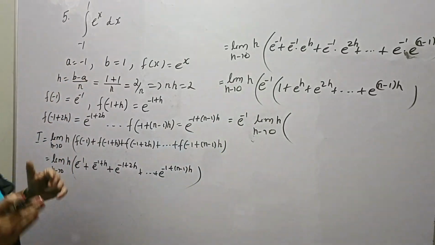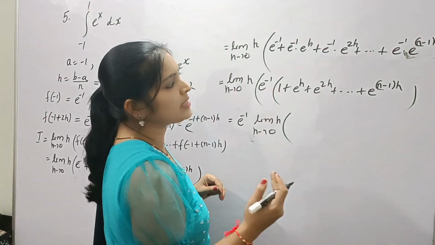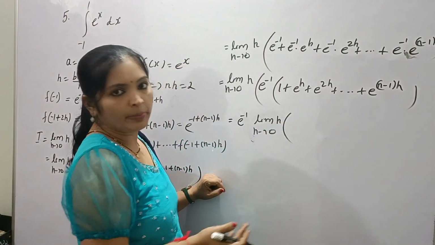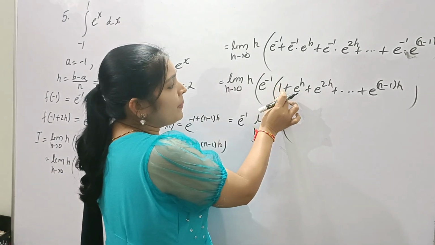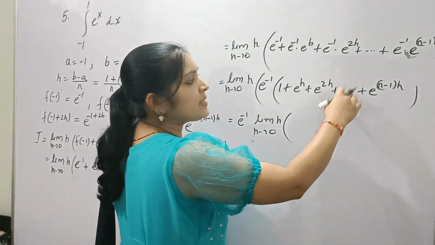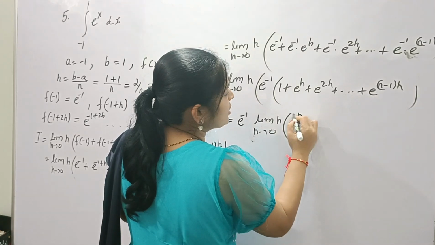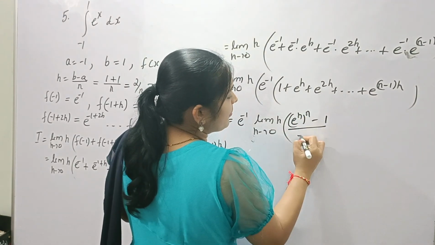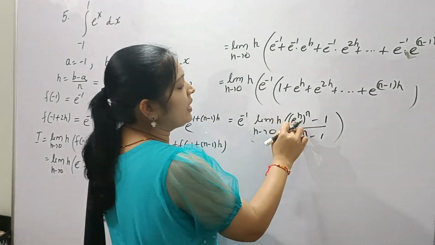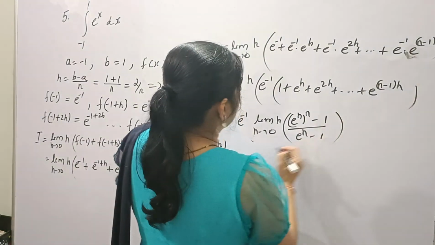Limit h tends to 0, h into, here we have 1 plus e, e square, that is e raised to 1 plus e raised to 2 plus etc. plus e raised to n minus 1, which is e raised to n minus 1 divided by e minus 1. But here it is 1 plus e raised to h plus e raised to h whole square plus etc. plus e raised to h whole raised to n minus 1. That sum is e raised to h whole raised to n divided by e raised to h minus 1. If h is equal to 1, then it will be e raised to n minus 1 divided by e minus 1.